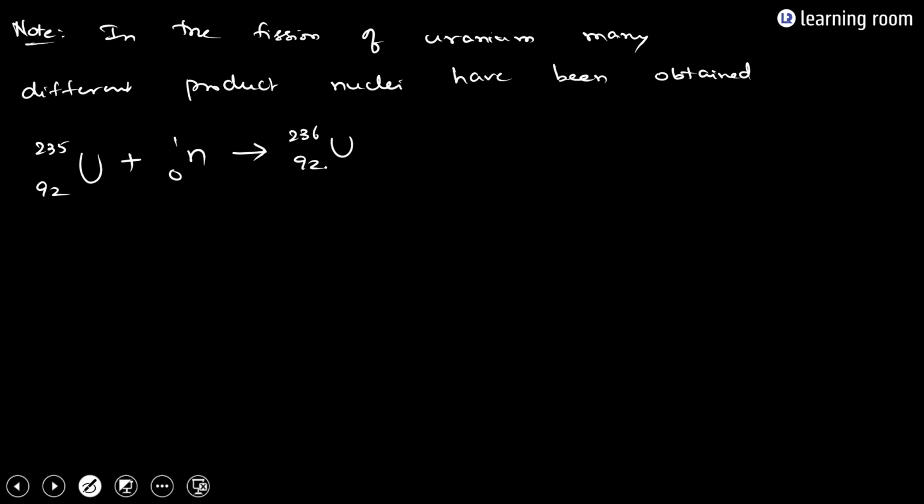uranium 236 92, because the one gets added to the mass number, but the charge is not there, so the atomic number is not disturbed. An isotope of uranium is going to get generated, which is generally unstable. Due to its instability, it will try to disintegrate itself into two smaller nuclei of almost equal masses. It gets disintegrated into barium 144 56 and krypton 89 36, along with three more neutrons getting released and an enormous amount of energy.